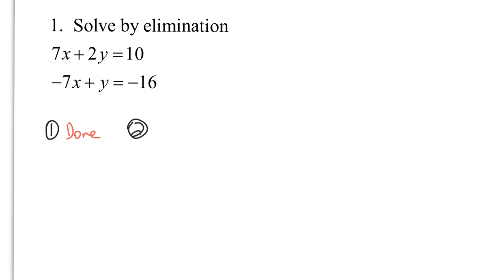So which variable do I want to cancel? I'm going to cancel the x, right? Step number 3, well, let's check. They must have the same coefficient and different signs. They do. It's already done. So now we go to step number 4.